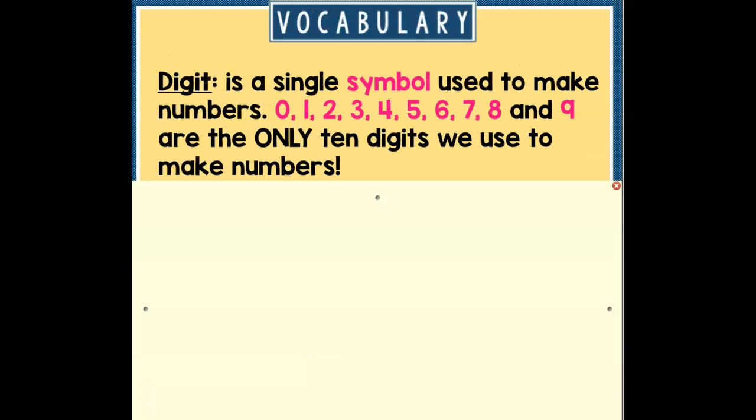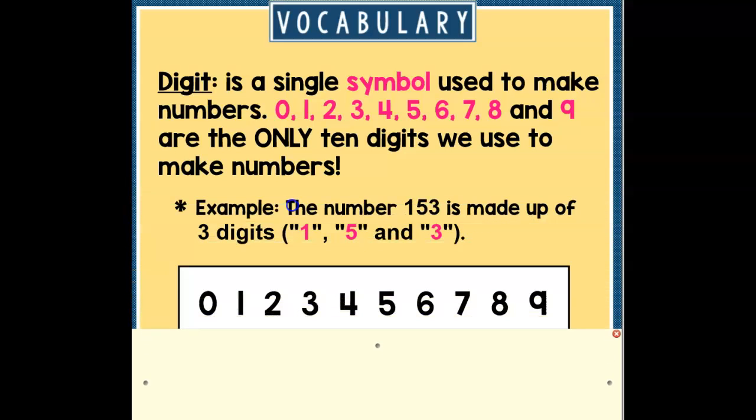Our next vocabulary word is digit. Remember, that is a single symbol used to make a number. Remember, the digits are 0, 1, 2, 3, 4, 5, 6, 7, 8, and 9. When we combine them together and put them in different places, then they come up with a value.